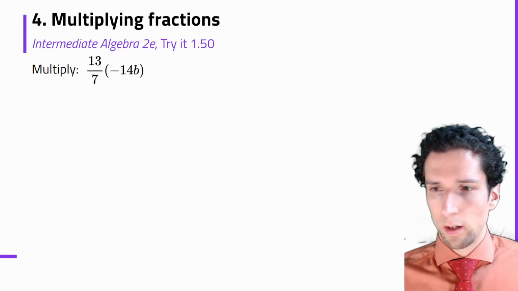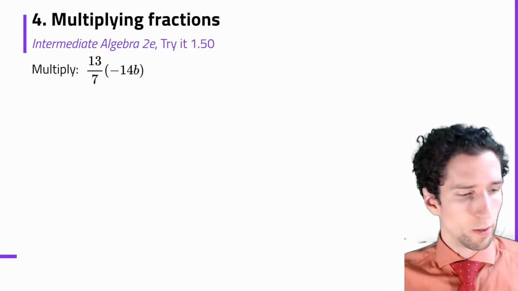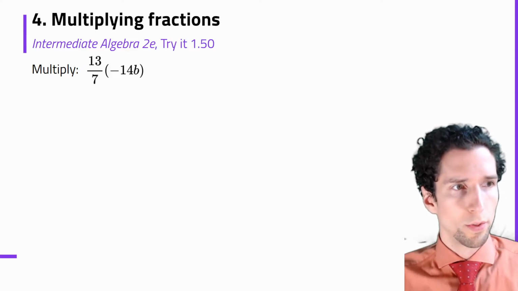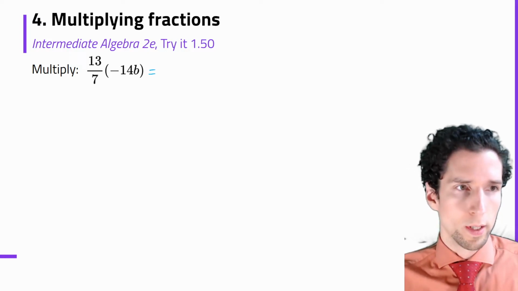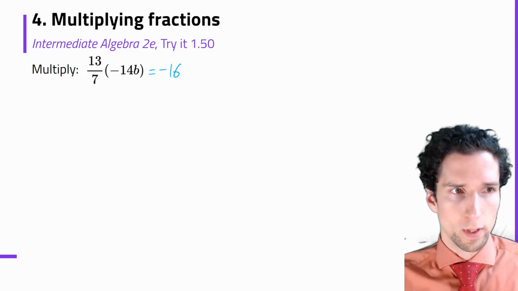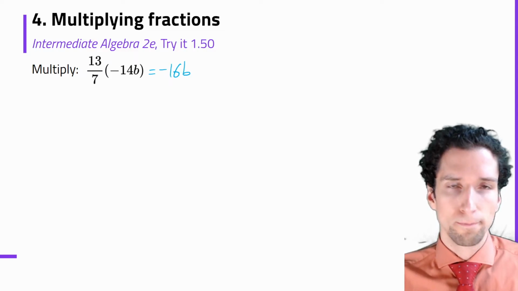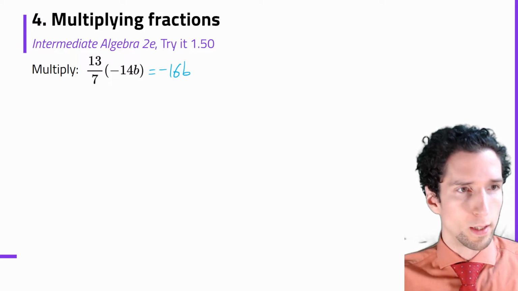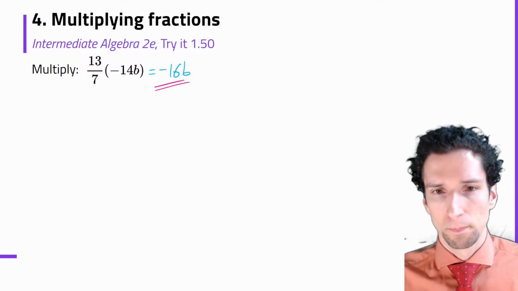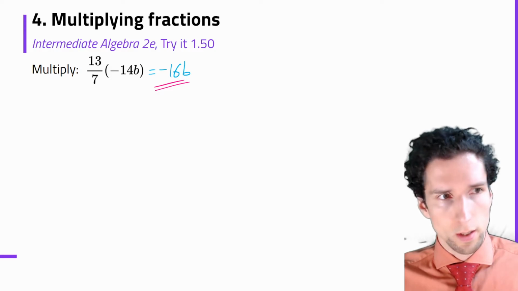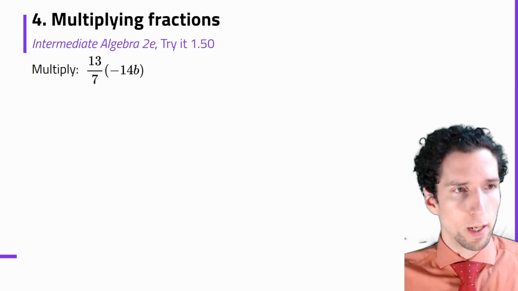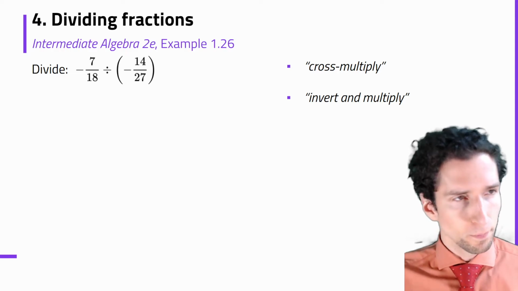All right, so answer here, 13 over 7 times negative 14b. Answer was, or is, negative 16b. Hopefully that's what you got. All right, let's clear that, and I have a division example next.